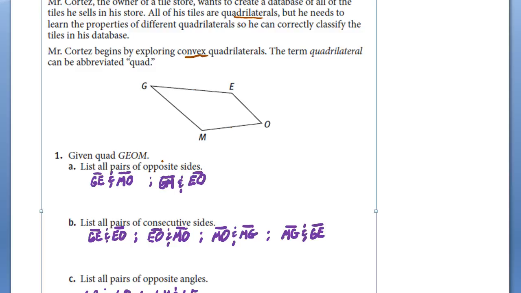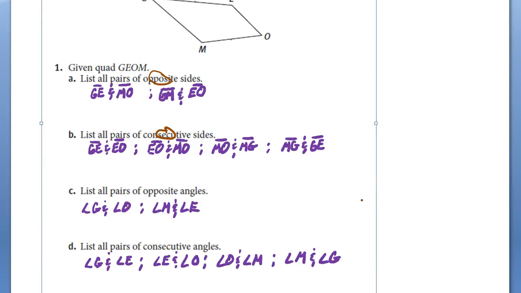So these questions are getting at the idea of what opposite means and what consecutive means in a four-sided figure. Question C asks for opposite angles. They are listed in purple. And question D is asking for the consecutive angles, and they are listed here.